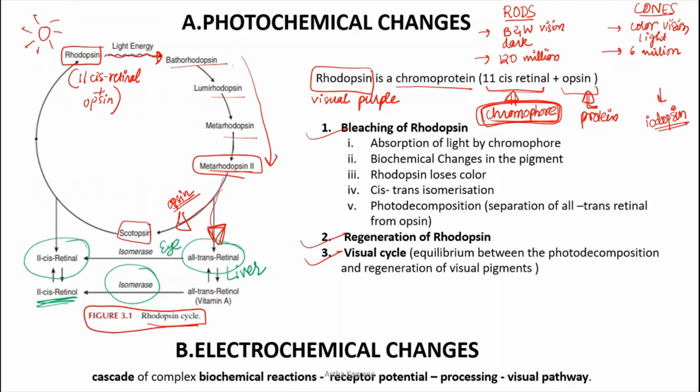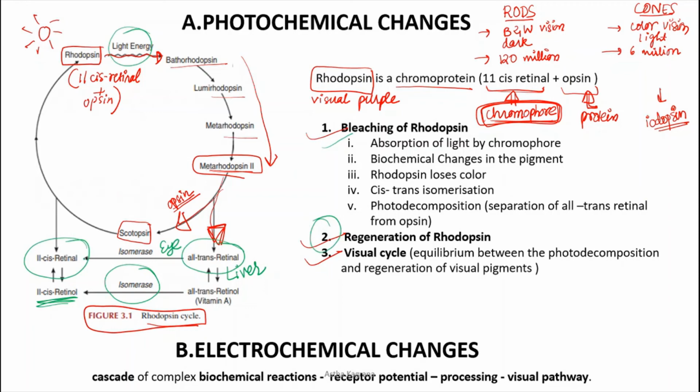So do you see the regeneration of rhodopsin? It can occur even in the absence of light. It is not necessary that light must be present, but for bleaching, light is required. But for regeneration, light is not necessary.